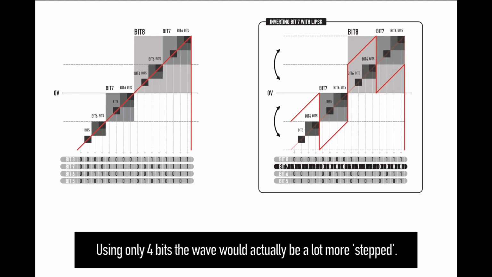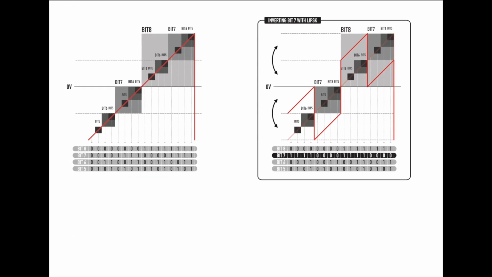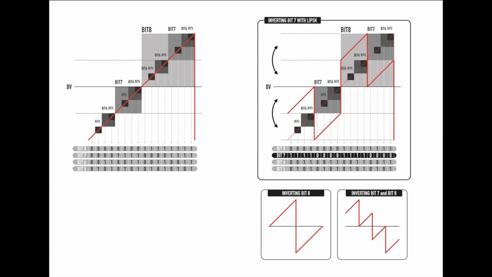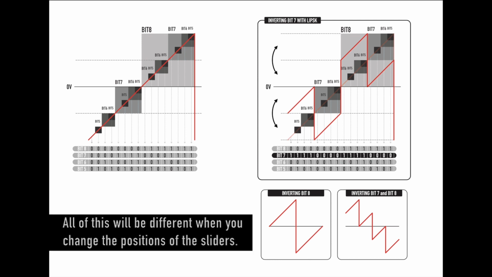Perhaps it's easier to see if you just look what happens when the most significant bit gets inverted. And to the right we can see what happens to a saw wave when we invert both bit 7 and bit 8.